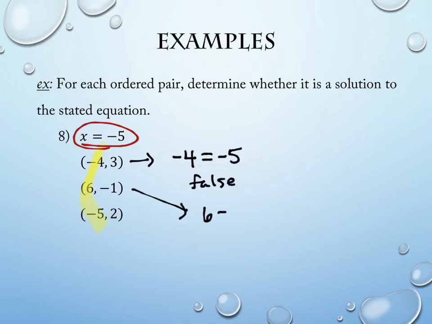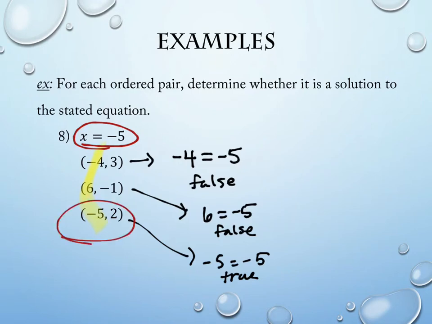We're going to have 6 equals negative 5. Is that true? No. It's false. And the last one I have negative 5 equals negative 5. Is that true? It's true. So what that means is that this ordered pair at the end is a solution, and the other two are not.